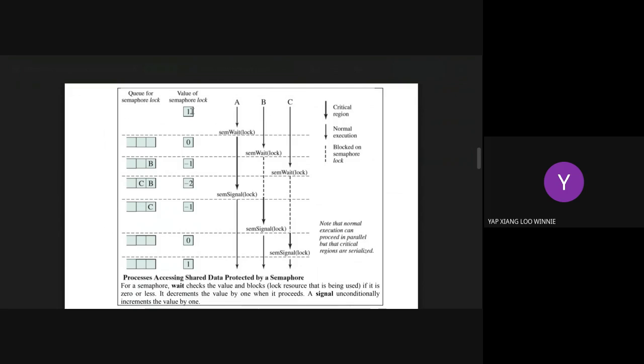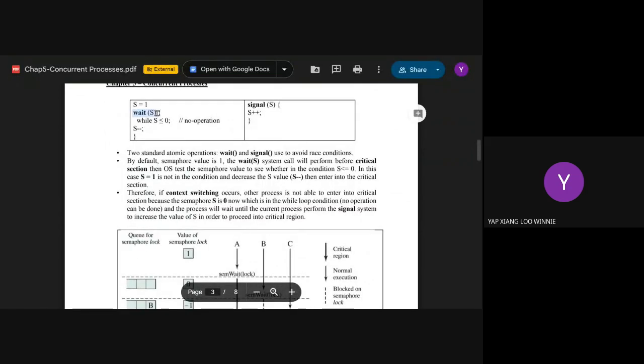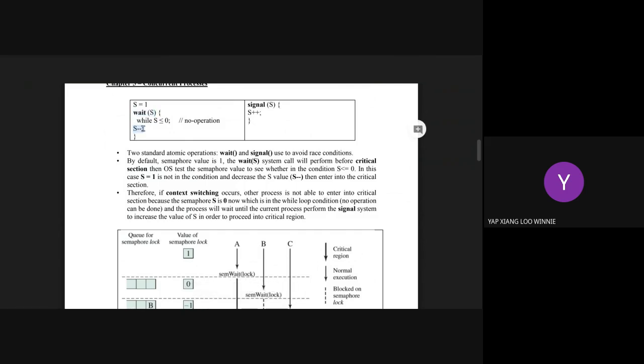Before a process can go into the critical region, you need to call semaphore wait. Okay, before an operation goes into the critical region, you need to call the function semaphore wait first. The moment you call wait, it is going to do a decrement. That's why you see S minus minus. So imagine the default value is 1. Now I call the wait operation. I will do minus minus, then my semaphore value becomes 0.